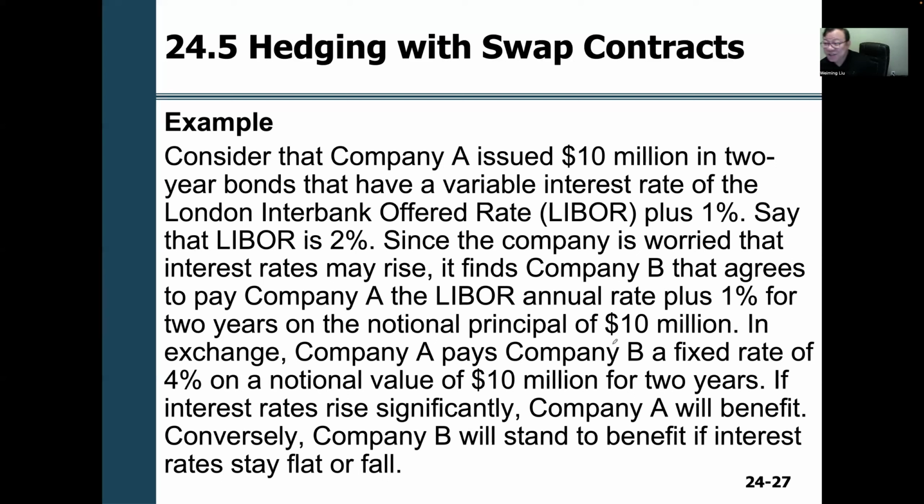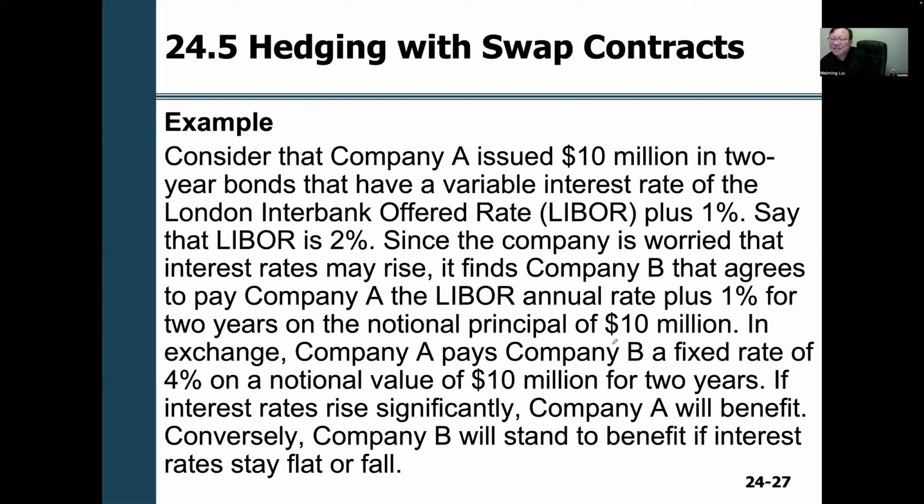Company A thinks interest rate is going up. Even though right now it's 3%, maybe in the future that interest rate will go through the roof. Company B thinks that right now it's 3%, the interest rate will stay, and maybe interest rates will drop. So therefore, company B will accept 4%. Okay.